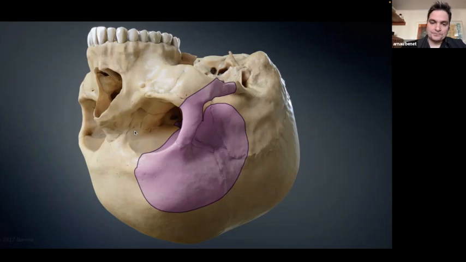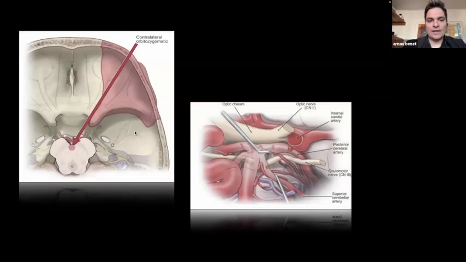At Barrow, we still favor the orbitozygomatic approach for lesions like this one. I'm going to show, if time allows, a final case from Dr. Lawton that we did at Barrow of a cavernous malformation in the midline of the pons, upper pons, mesencephalon. So for these lesions, we still use the orbitozygomatic.